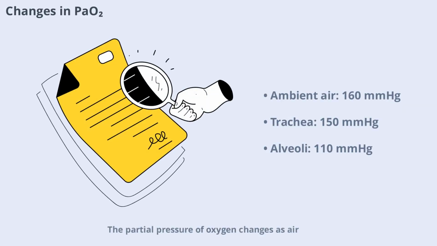The partial pressure of oxygen changes as air moves from the environment to the arterial blood. Ambient air contains 21% oxygen, resulting in a partial pressure of about 160 mm Hg. Humidification in the trachea reduces this to 150 mm Hg. And mixing with CO2 in the alveoli further decreases it to about 110 mm Hg.